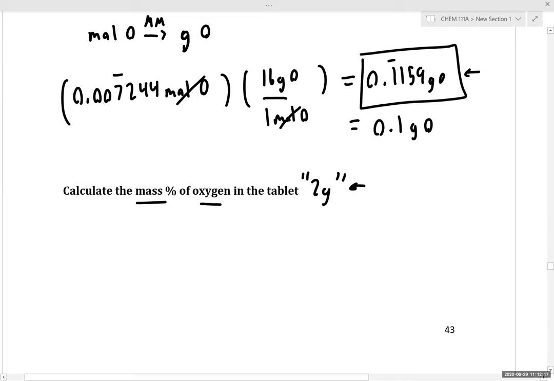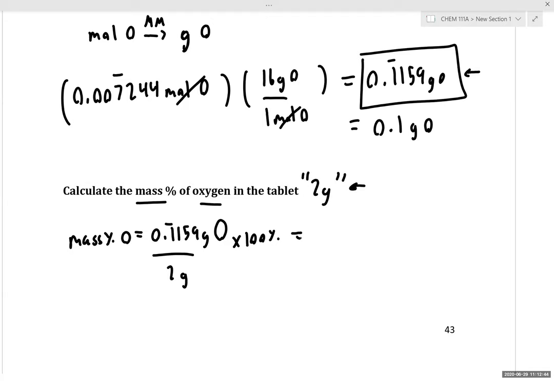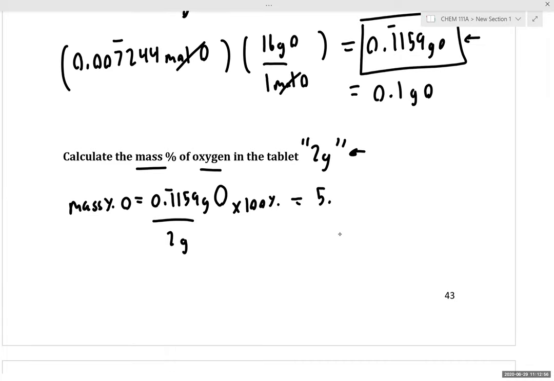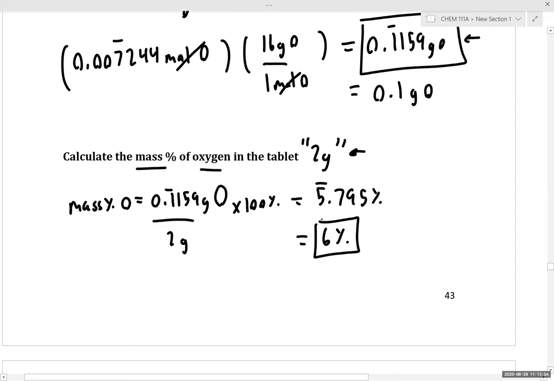Okay, so let's discuss this example. The mass percentage of oxygen is equal to the mass of oxygen over the total mass of our tablet, times 100%. If we punch this into our calculator, we have 0.1159 over 2 times 100, and that in turn gives us 5.795%, which we round to 6%. So about 6% of the mass of an aspirin tablet is oxygen from our acetyl salicylic acid.